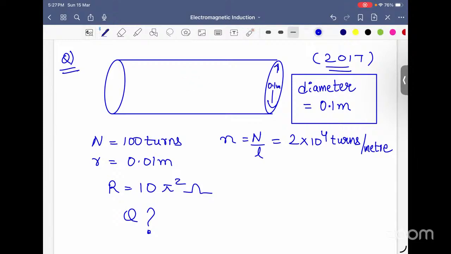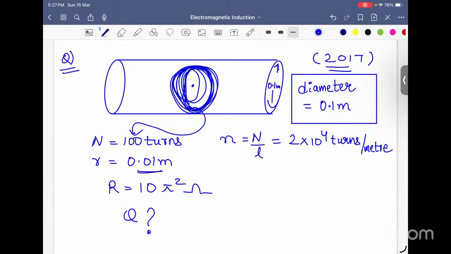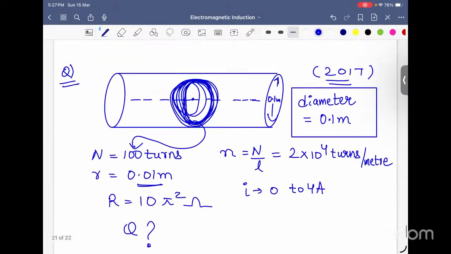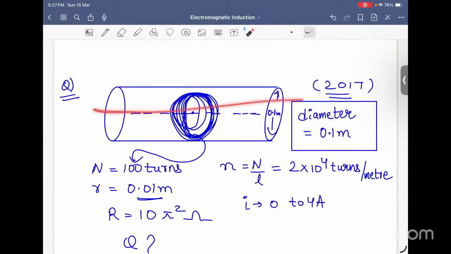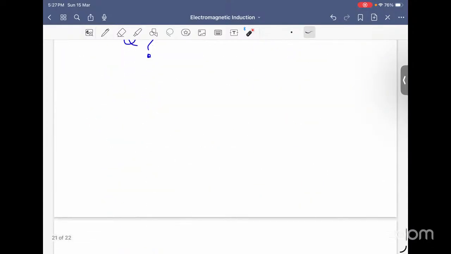Here at the center, there's a coil with 100 turns and a smaller radius, and its axis is parallel to the solenoid axis. The current in the solenoid increases from 0 to 4 ampere, and with this resistance, the total charge flowing is being asked. It's an easy question. First of all, the magnetic field lines will pass like this, so flux will be generated.